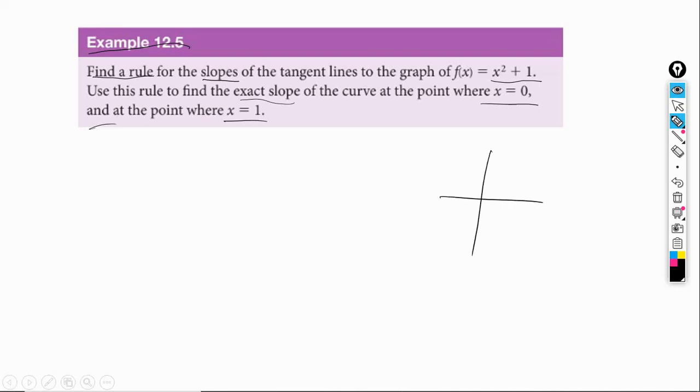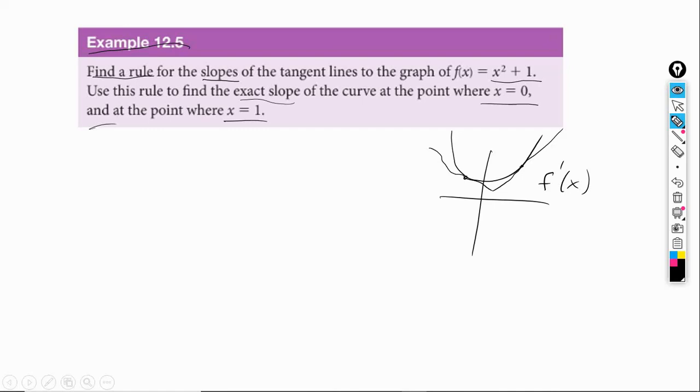So if we graph, or sketch actually, x squared plus 1, as you guys know, it looks something like this, right? So what they're asking us to do is to find the derivative of f, and it's symbolized with this apostrophe here, the derivative of f. And the derivative of f is going to tell us what the gradient of a tangent line will be at any point of the graph. So whether it's there, or here, or anywhere, right? So that's what we're going to do next.